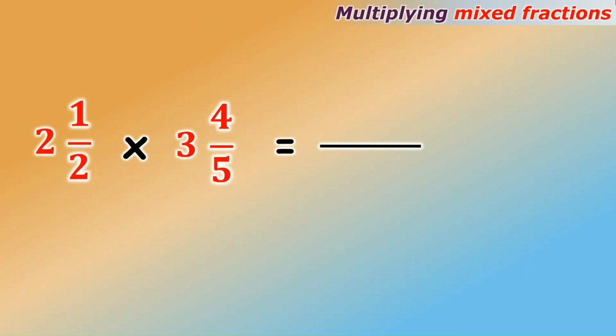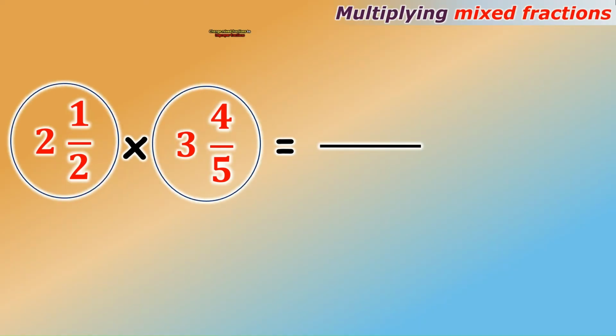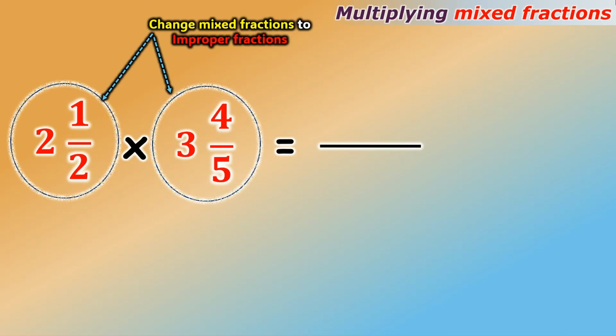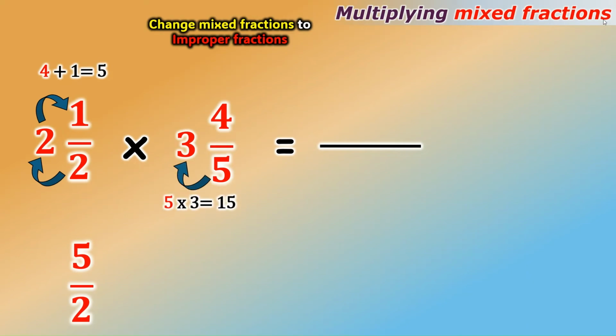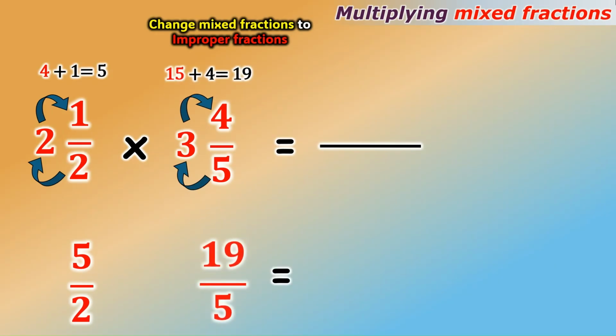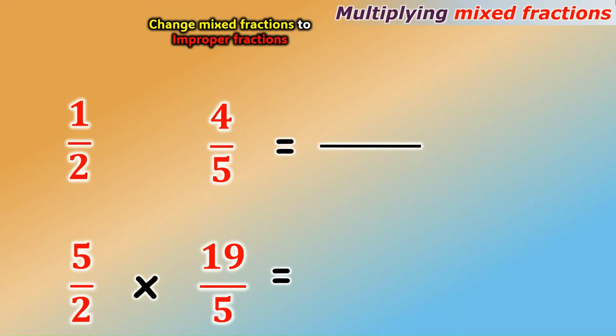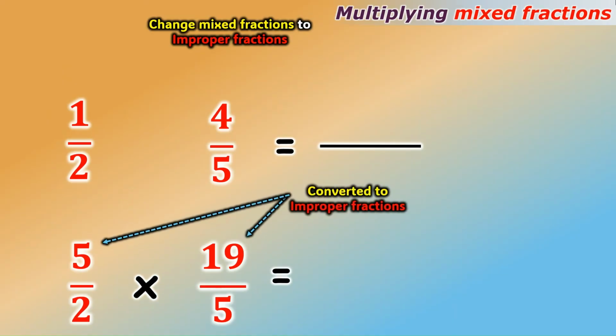This time we multiply mixed fractions. Example. 2 1/2 times 3 4/5. First, change all mixed fractions to improper fractions. Let's do it. 2 times 2 equals 4. 4 plus 1 equals 5. We have 5/2. 5 times 3 equals 15. 15 plus 4 equals 19. So, we have 19/5. 5/2 times 19/5 were already converted to improper fractions.